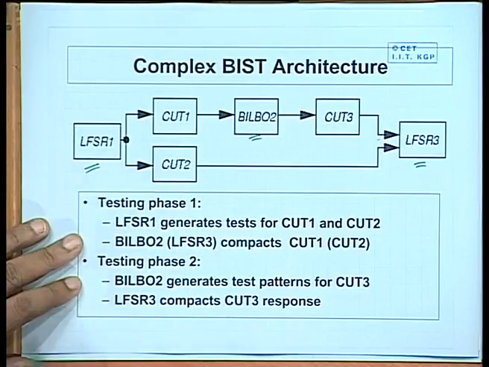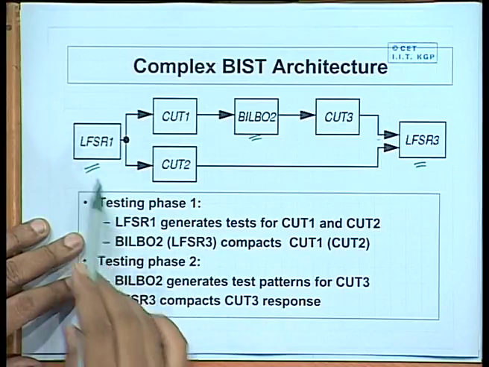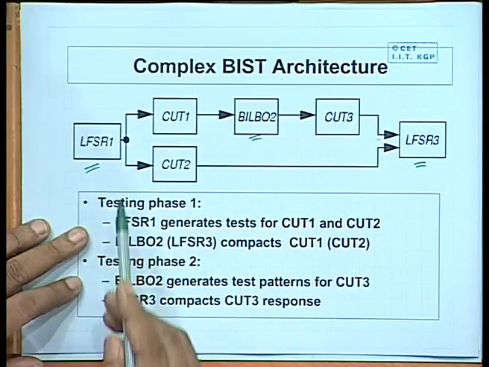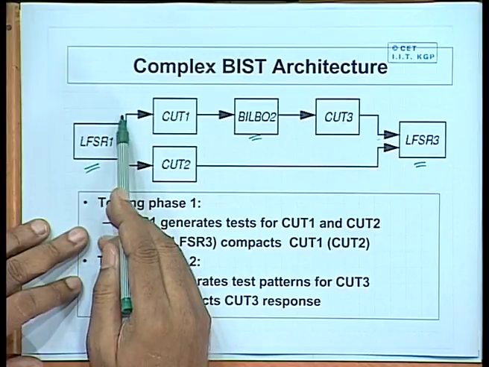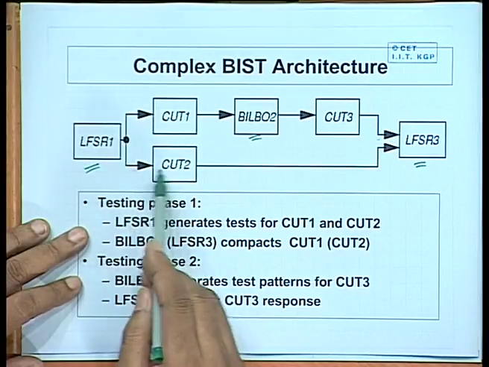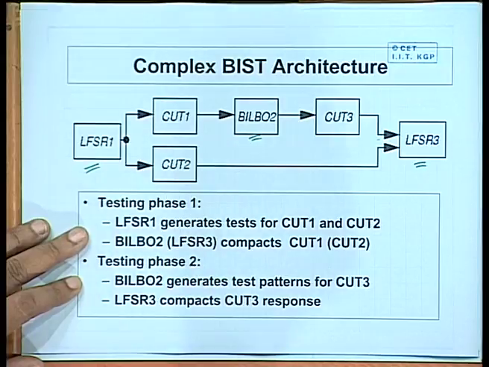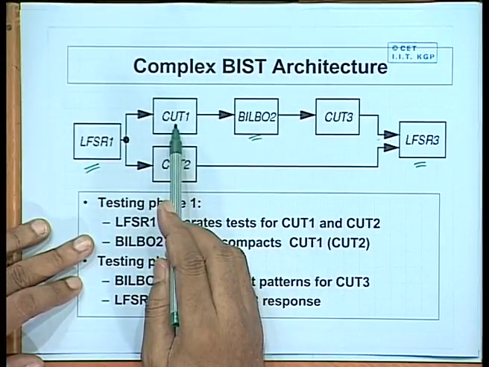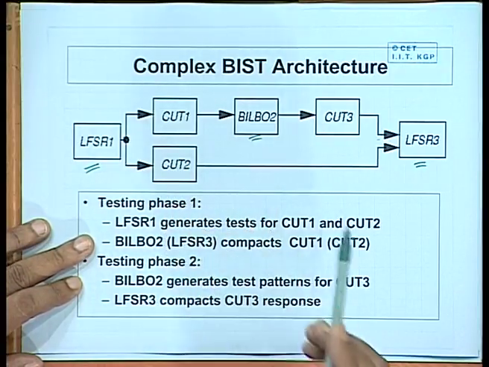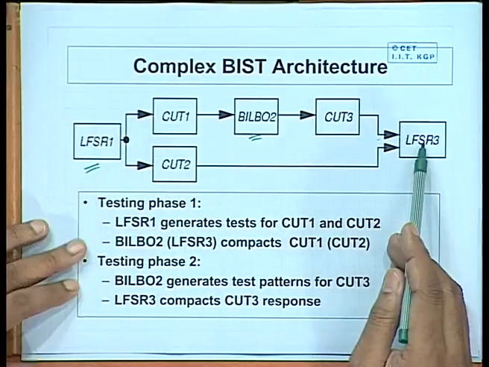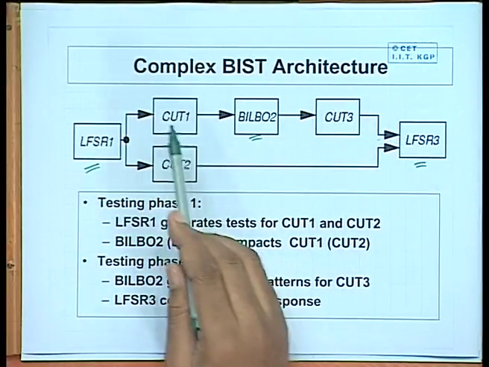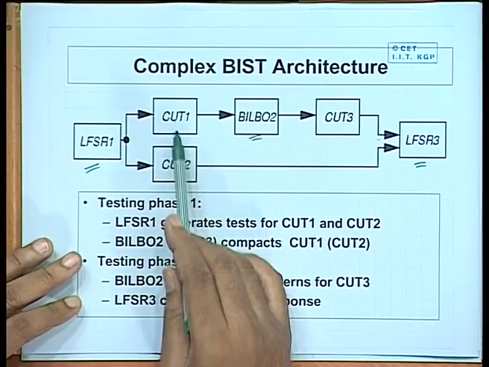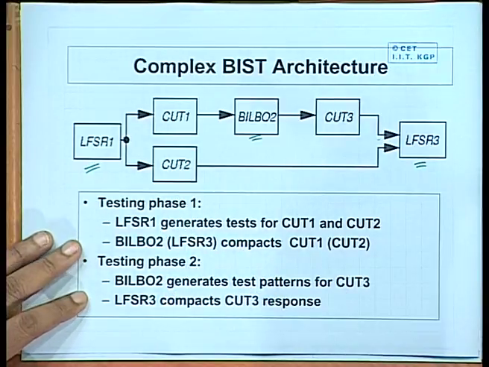this is the testing phase 1, then LFSR 1 can generate the test patterns. These test patterns can be fed concurrently to CUT 1 and CUT 2. We can test both of these together. Now, the response of CUT 1 will be compacted here and the response of CUT 2 will be compacted here. So, testing of CUT 1 and CUT 2 can go on together.